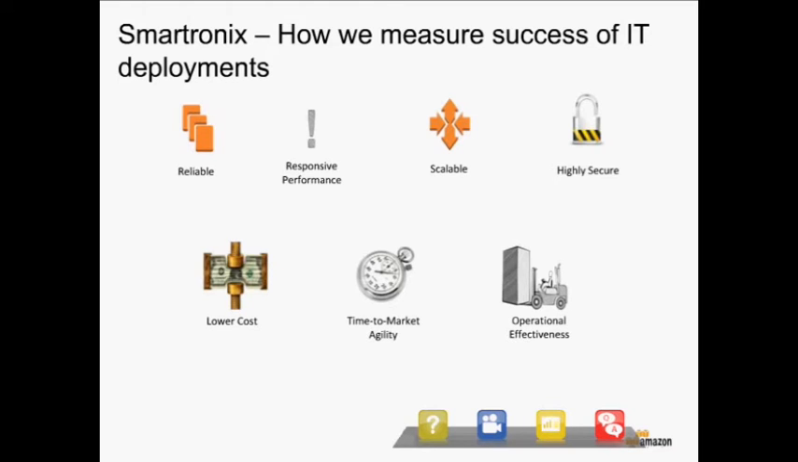The 7 areas that we look at are: how reliable and available is the solution, how well does it perform, does it scale effectively, is it secure, was it delivered at a low cost, was it quickly delivered, and one that a lot of people fail to look at is the operational effectiveness, and that basically entails what is the burden to operate and maintain the solution going forward.